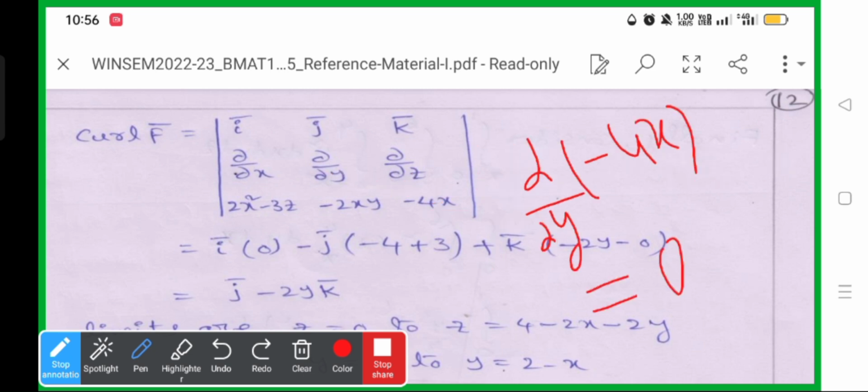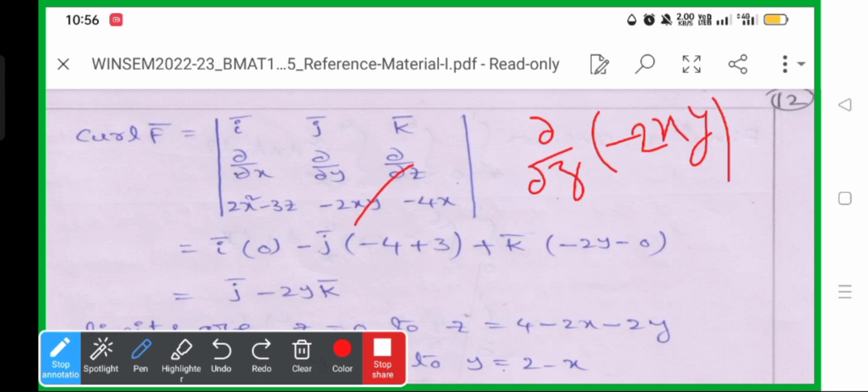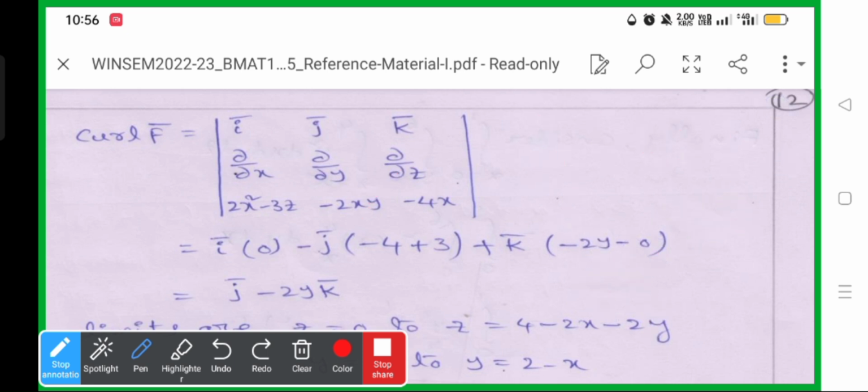Here dou by dou y of negative 4x is 0 because there is no y term, so it is a constant term. According to that, it is 0. Okay. Now dou by dou z of minus 2xy. Here there is no z term, so it will become 0. So dou by dou z is equal to 0. Now taking the j component, it should have a negative symbol. While taking the j component, it should be negative. Okay, negative symbol.